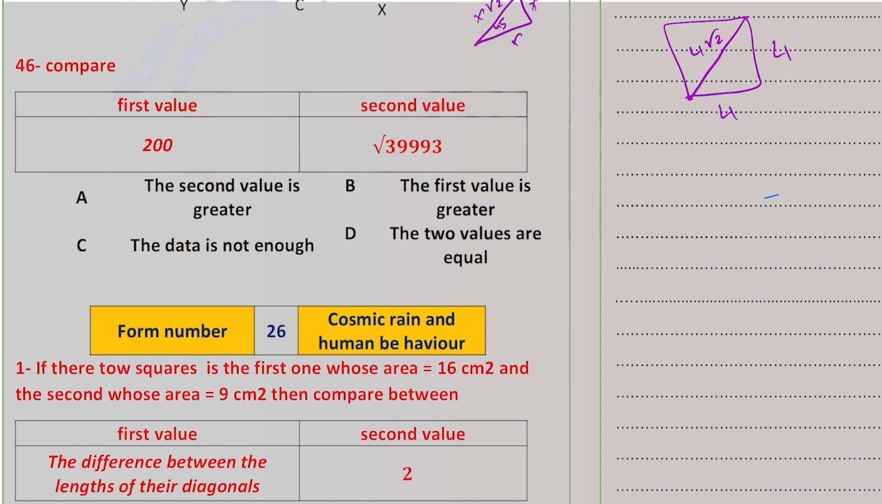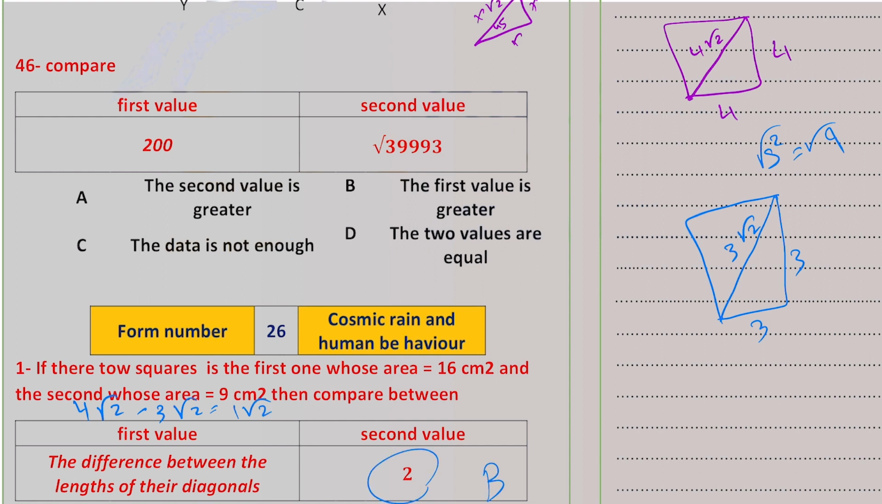Now what about the second square? The second square has area 9, so side power 2 equals 9. I will take the square root, so we have 3 and 3, and the diagonal will be 3 radical 2. The difference between both of them, which is 4 radical 2 minus 3 radical 2, will be just 1 radical 2. Of course, 2 is more, so I have to choose B.